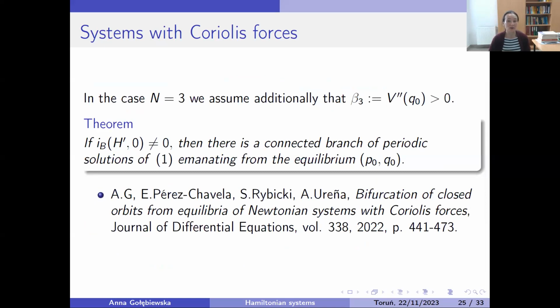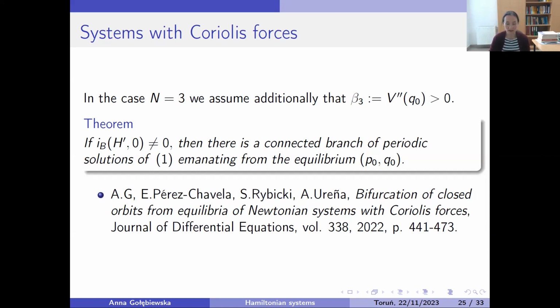And in a similar way, we can prove the existence for n equals 3 in the spatial case. So again, we consider only the pair of eigenvalues, because we assume that the third eigenvalue is positive. So we consider only the two remaining eigenvalues, which carries our case to the two-dimensional case.